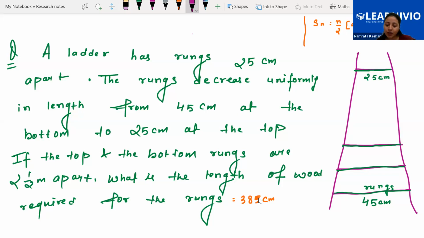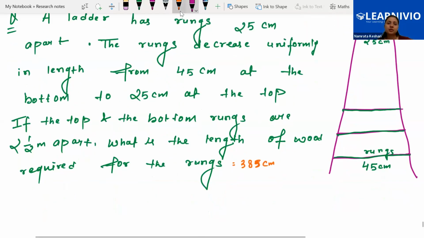For the total number of rungs you have done 5 by 2 into 100 by 20 plus 1 by 25. Right, Harshit? Yes, ma'am. Okay. Yeah, from here only we'll be getting the total number of rungs. But why exactly are we doing it like this? Let's do it. We understand that we have to find the length of the wood required for the rungs.